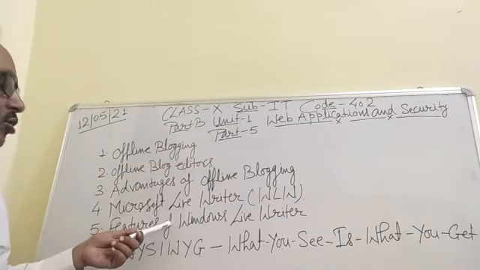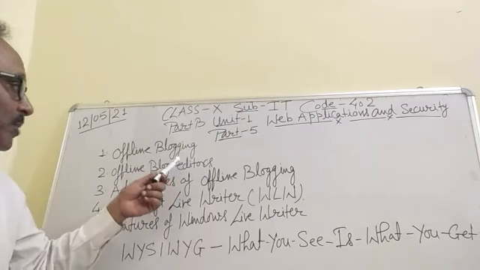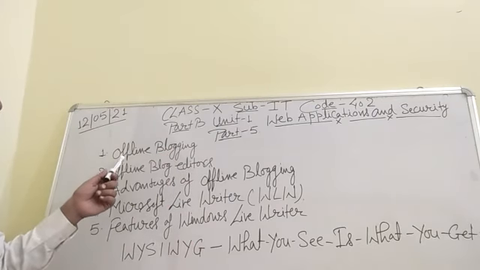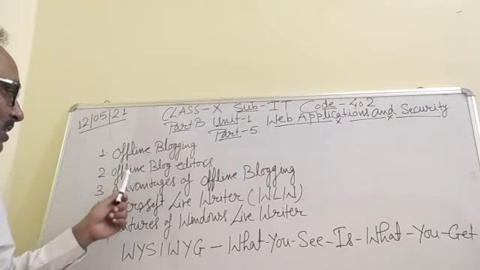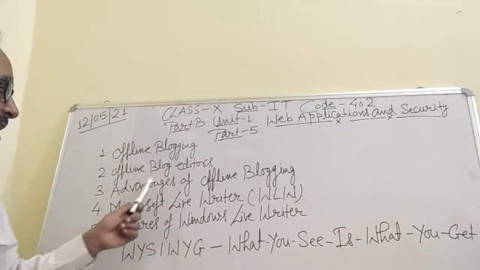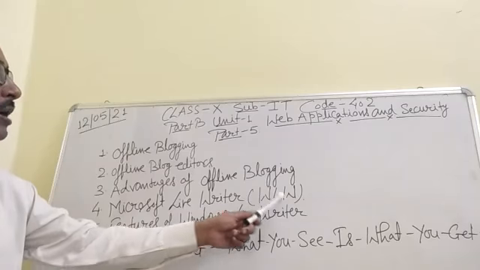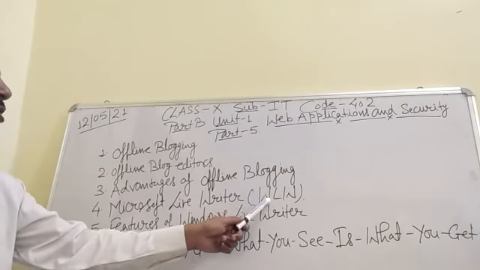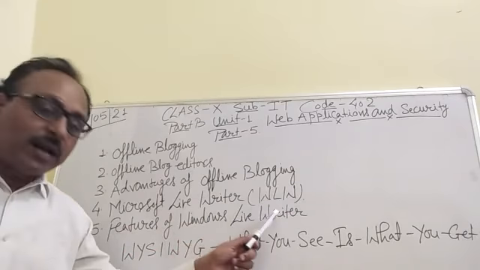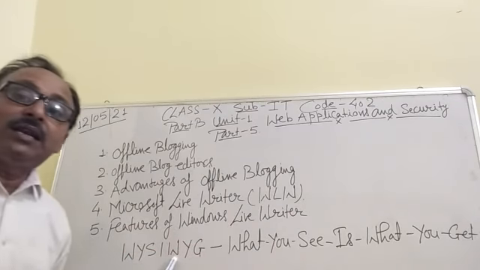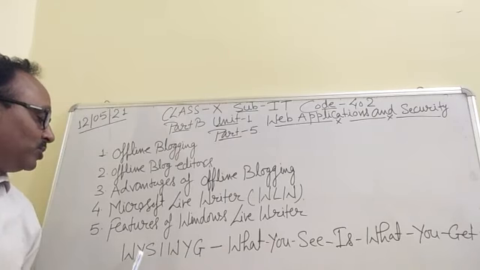So these are the topics, students. I think you have understood. Now I am going to repeat again. First topic is offline blogging. Second is offline blog editors. Third is the advantages of offline blogging, and Microsoft Live Writer, WLW, which stands for Windows Live Writer, and the features of Windows Live Writer. And here is the editor. What is the full form of this editor? What You See Is What You Get.